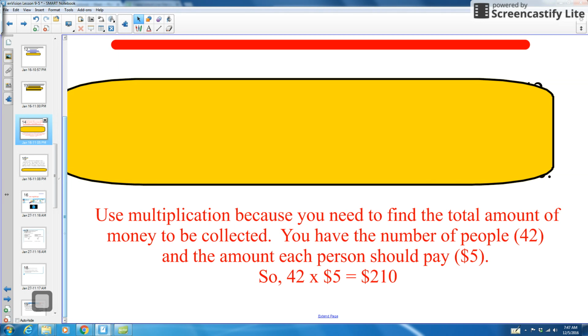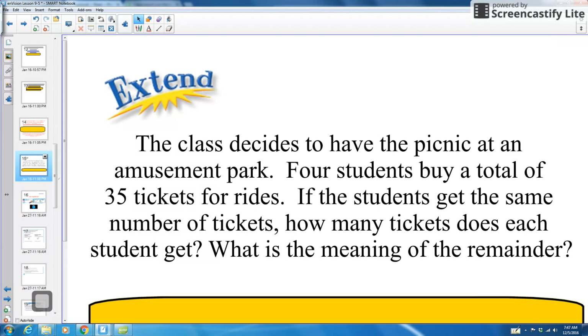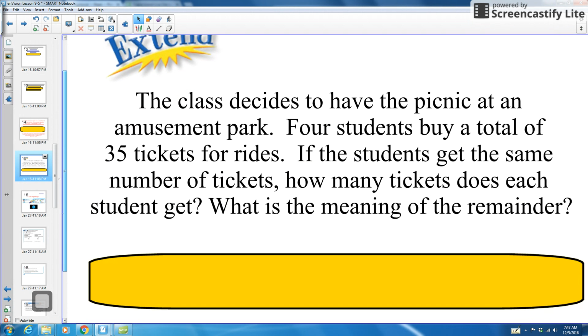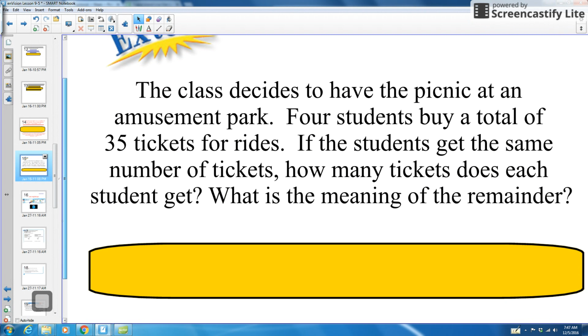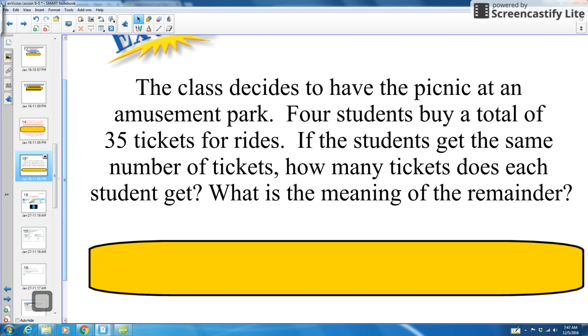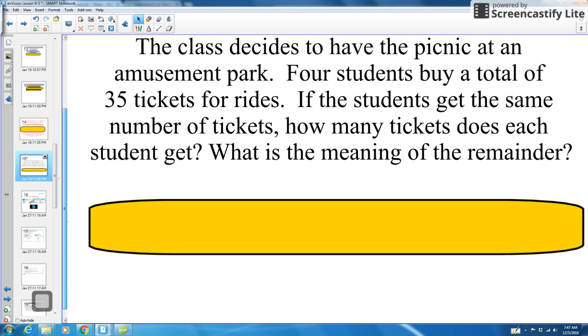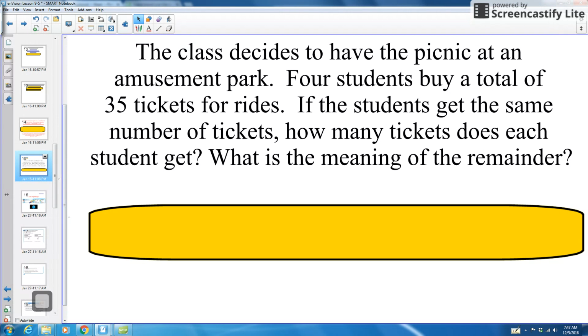Let's look at a different problem now. Let's look at this one. The class decides to have the picnic at an amusement park. 4 students buy a total of 35 tickets for rides. If the students get the same number of tickets, how many tickets does each student get? And then what is the meaning of the remainder? So the last question kind of gives us a little bit of a clue to this one.